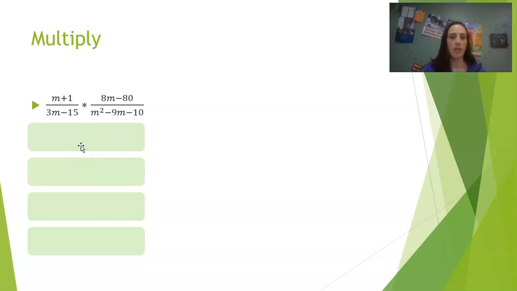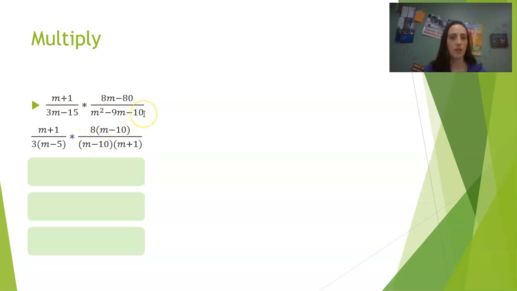So when I go ahead and do that, my m plus 1 cannot be factored at all, but my 3m minus 15 has the factor of 3 to be pulled out front. I'm left with m minus 5. In my second rational expression, I have 8m minus 80. These both share a factor of 8 that I pull out front. I'm left with m minus 10.